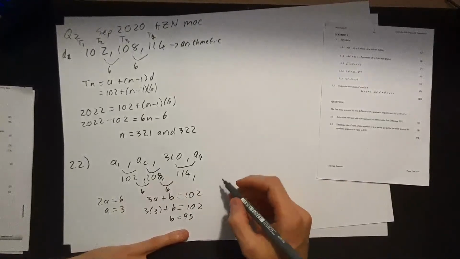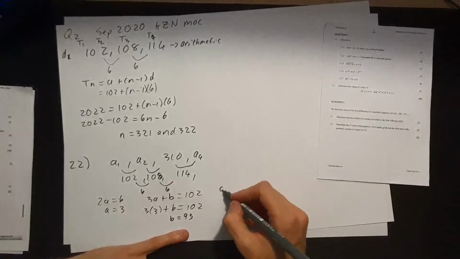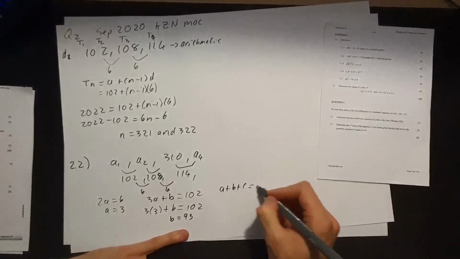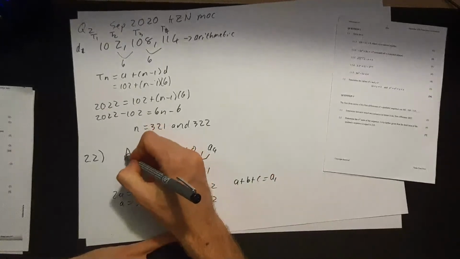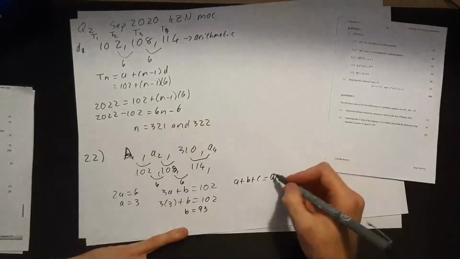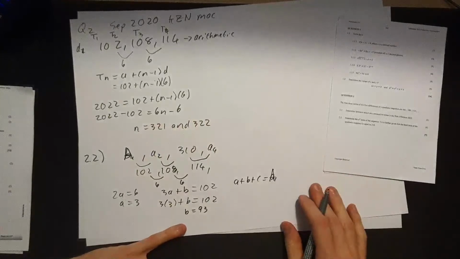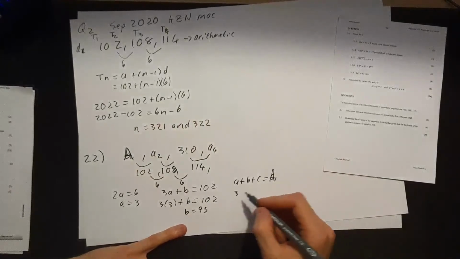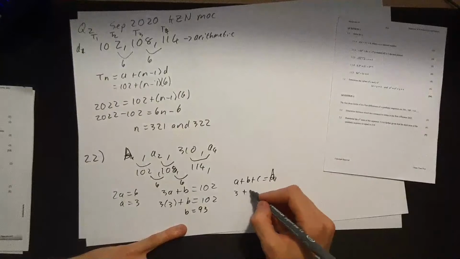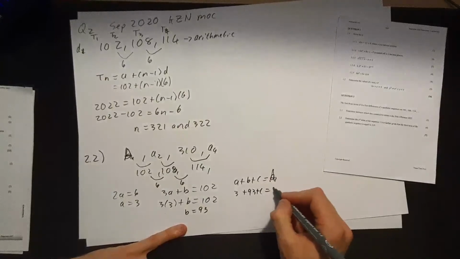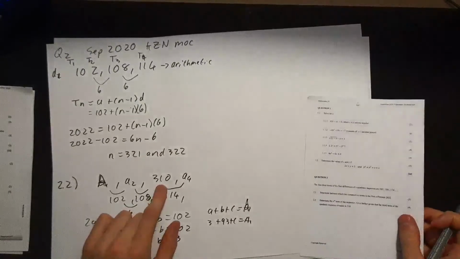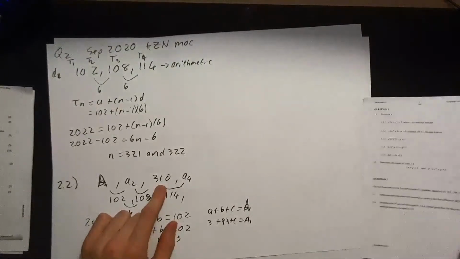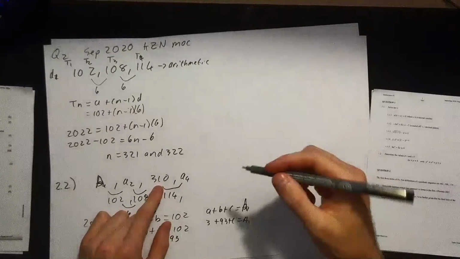So we're going to have that a plus b plus c equals a1. Okay, let me make this a capital A so we don't get confused. So that's capital A1. So therefore we're going to have 3 plus 93 plus c equals A1. But what else do we know? We know that the third term equals 310. So therefore we're going to solve this simultaneously.